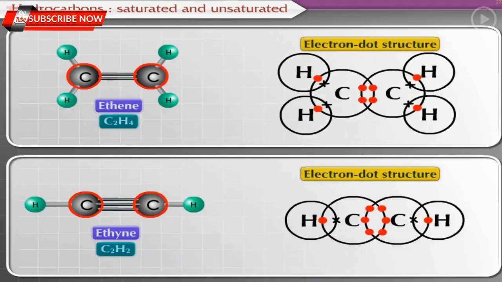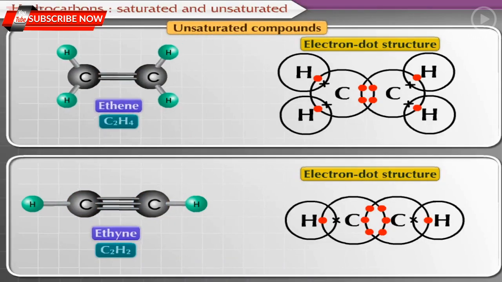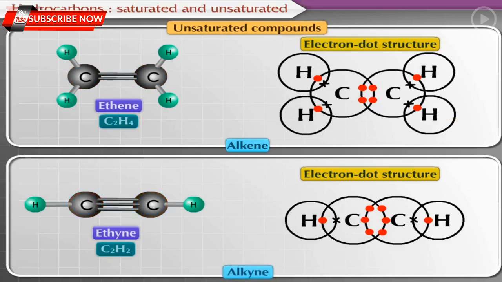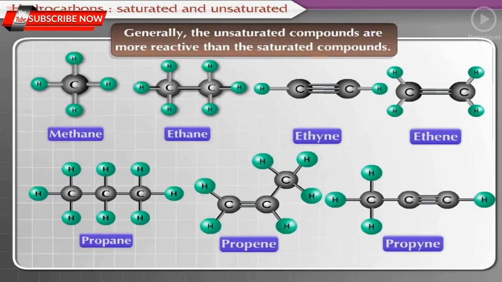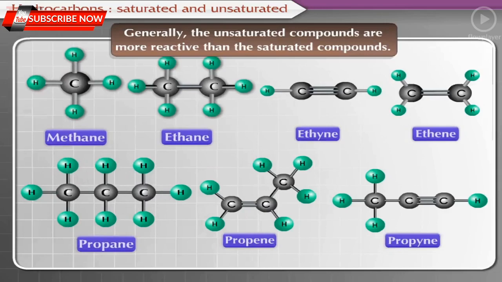The carbon compounds having a double bond or triple bond between 2 carbon atoms are called unsaturated compounds. For example, ethene and ethine. The unsaturated hydrocarbons containing a carbon-carbon double bond are called alkenes. The unsaturated hydrocarbons whose structures contain a carbon-carbon triple bond are called alkynes. Generally, the unsaturated compounds are more reactive than the saturated compounds.